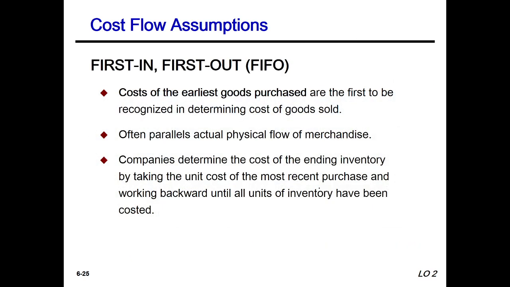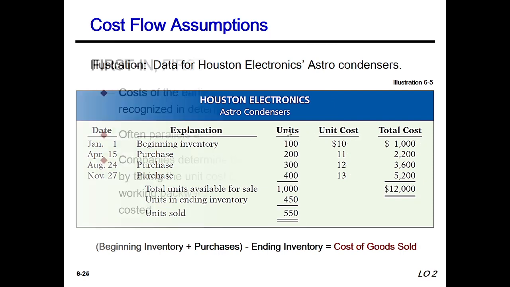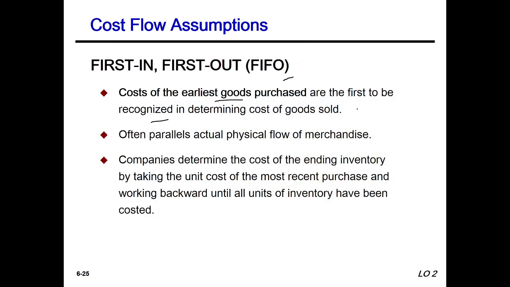And here is the explanation. First in first out, FIFO: the cost of the earliest goods purchased are the first to be recognized in determining cost of goods sold. That means the earlier goods, the beginning inventory, are the earliest purchase. This is the cost flow assumption: taka 10 first on, taka 11 second on, 12 third on, etc.